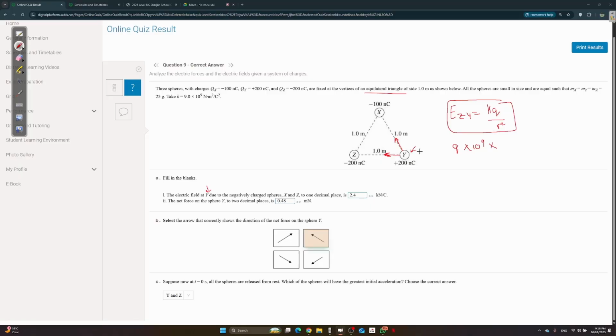So it's going to be, let's see here. Yeah, so it should be times, we're looking at the electric field on Y. The charge we're associating it with now is Z. So it's going to be multiplied by Z, which is negative 200 times 10 to the minus 6 over the distance squared, which is 1 squared. Put this in your calculator, you should get 900. Okay, this is negative, sorry, 1800.